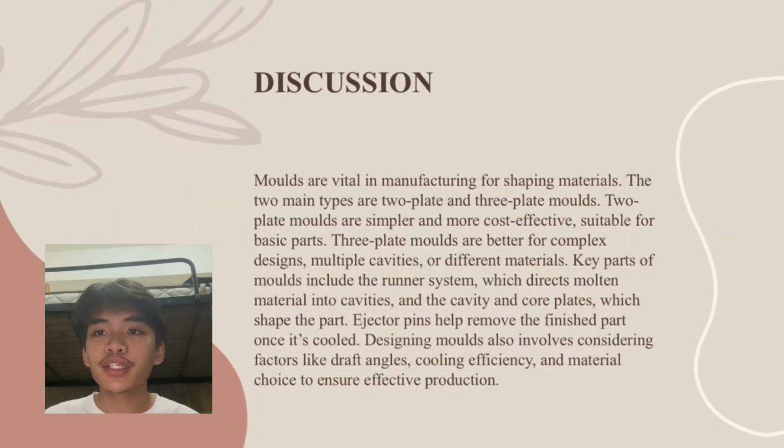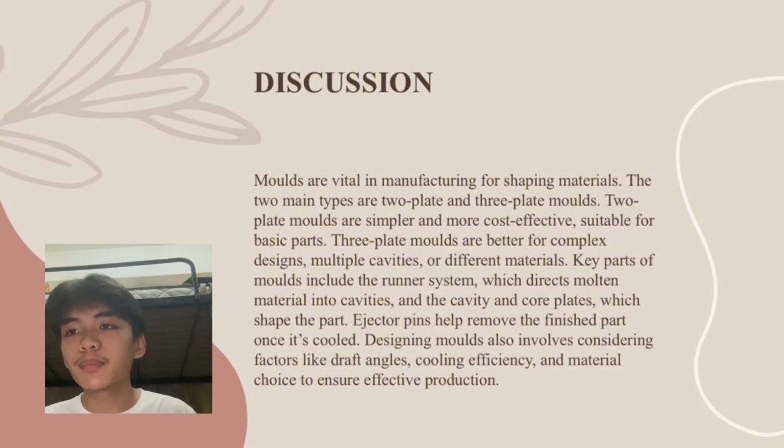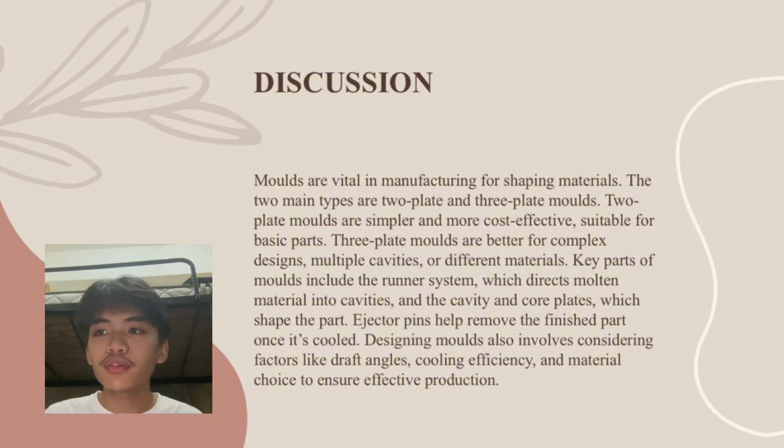As for the discussion, we have that molds are vital in manufacturing for shaping materials. The two main types are two-plate and three-plate molds. Two-plate molds are simpler and more cost-effective, so suitable for basic parts, whereas three-plate molds are better for complex designs, multiple cavities or different materials.